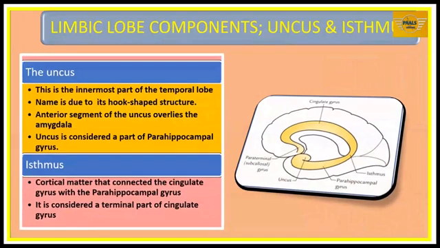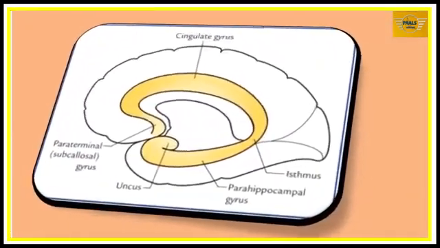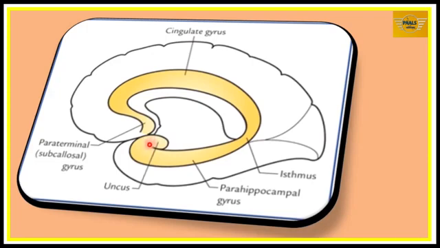The next part of the limbic lobe we'll look at is the uncus and isthmus. Again, let's go to our picture. Here again is the uncus. The uncus is the innermost part of the temporal lobe, and it is hook-like in appearance, which is why it's given the name uncus. The anterior segment of the uncus overlies the amygdala. This around here is the point where we get our amygdala. The uncus is sometimes considered part of the parahippocampal gyrus.